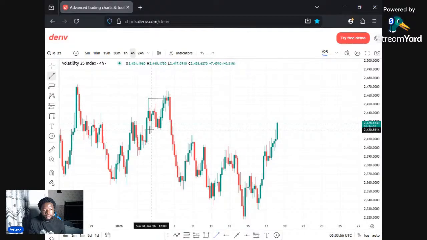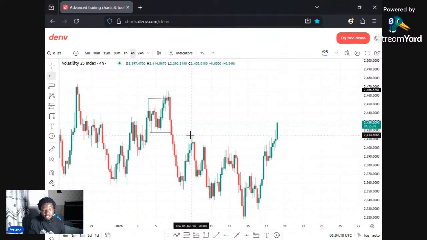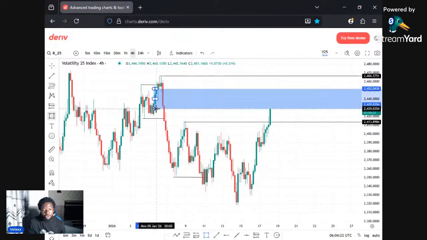We have our first break of structure. This is our protected high. Secondly, we have price retrace to give us our structural liquidity, and we have our second break of structure here. Okay, so this entire zone becomes our POI.